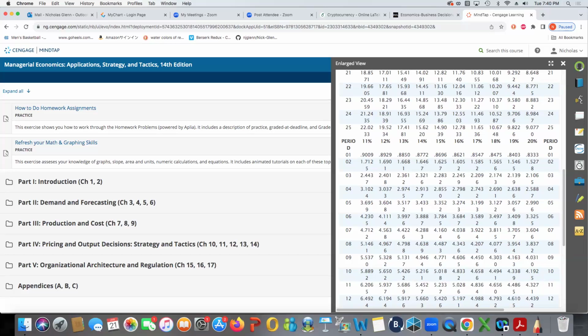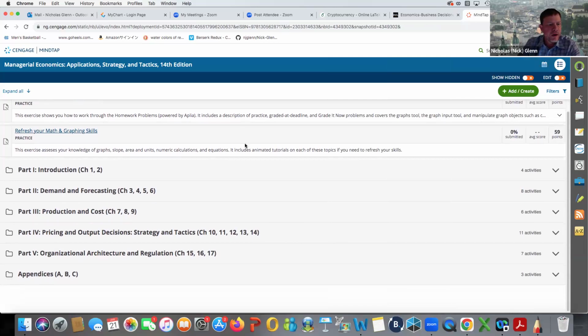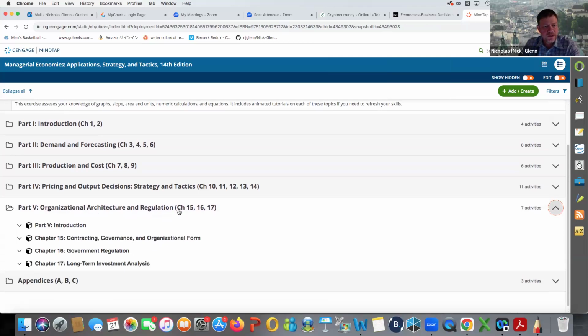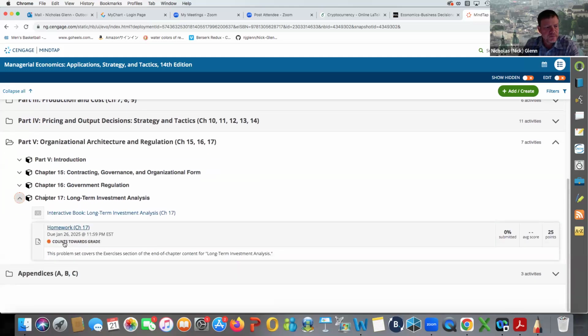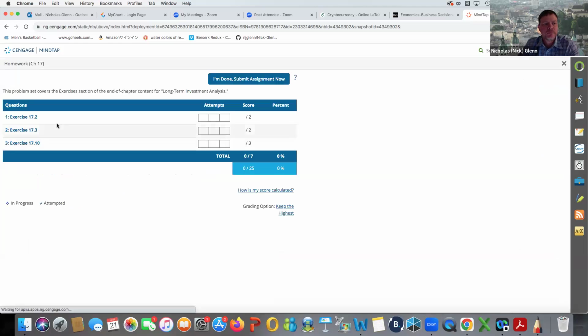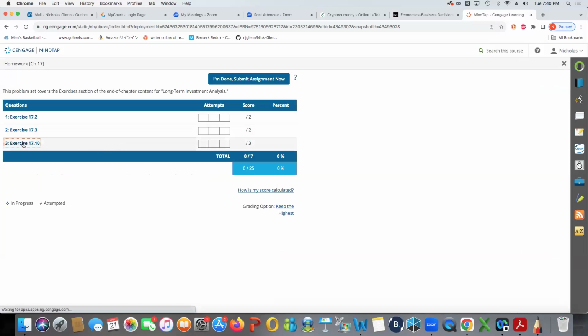Yeah, I do have a question. How do we access the homework on MindTap then? Oh, okay. So I'm still here on the screen. Let's lock this out. All right, so it's from chapter 17. You'll click on where it says organizational architecture regulation, chapter 15, 16, 17. Go down here to chapter 17. And you'll click on this part that says counts toward your grade. And you've got 3 problems. Okay, thank you.